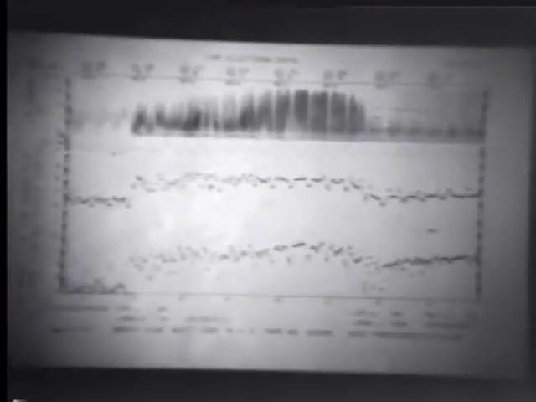Next slide. Focus. Okay, this is just another version of spectrograms.